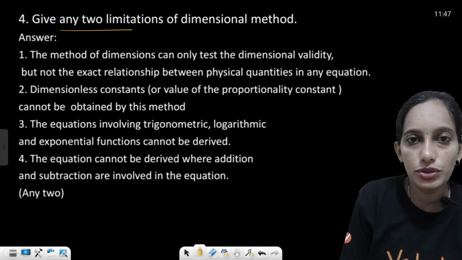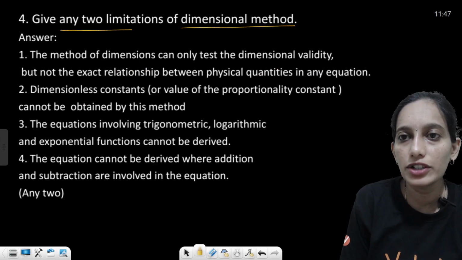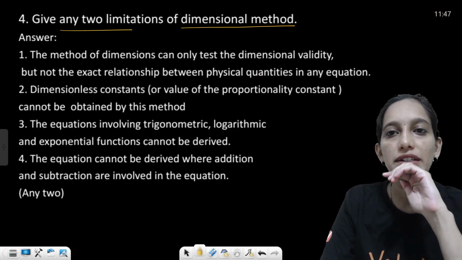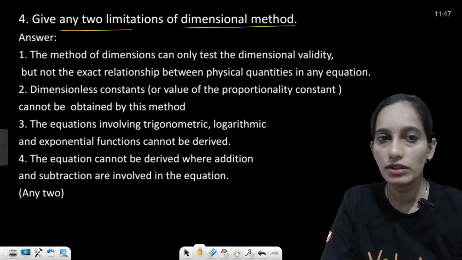Give any 2 limitations of dimensional method. In this question we have to mention any 2 limitations of the dimensional method, or dimensional analysis.